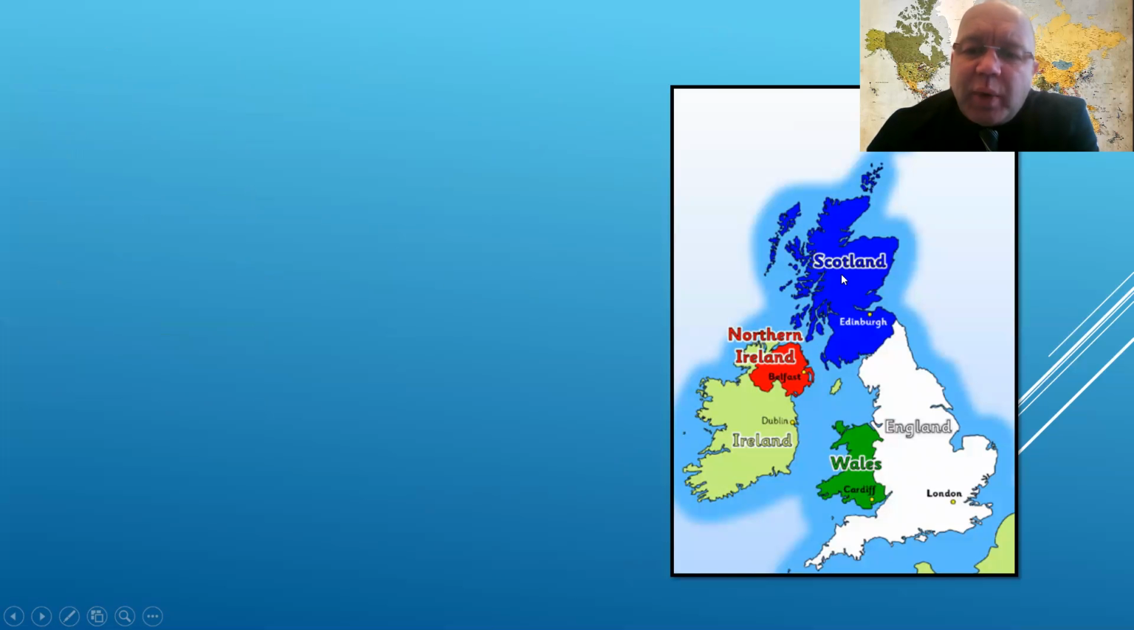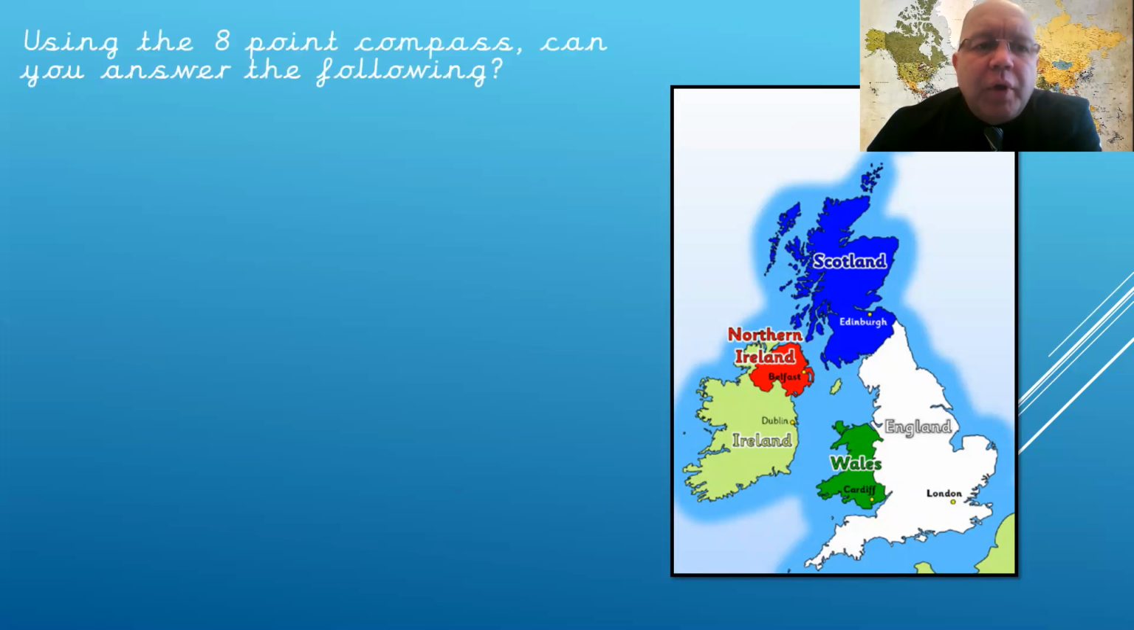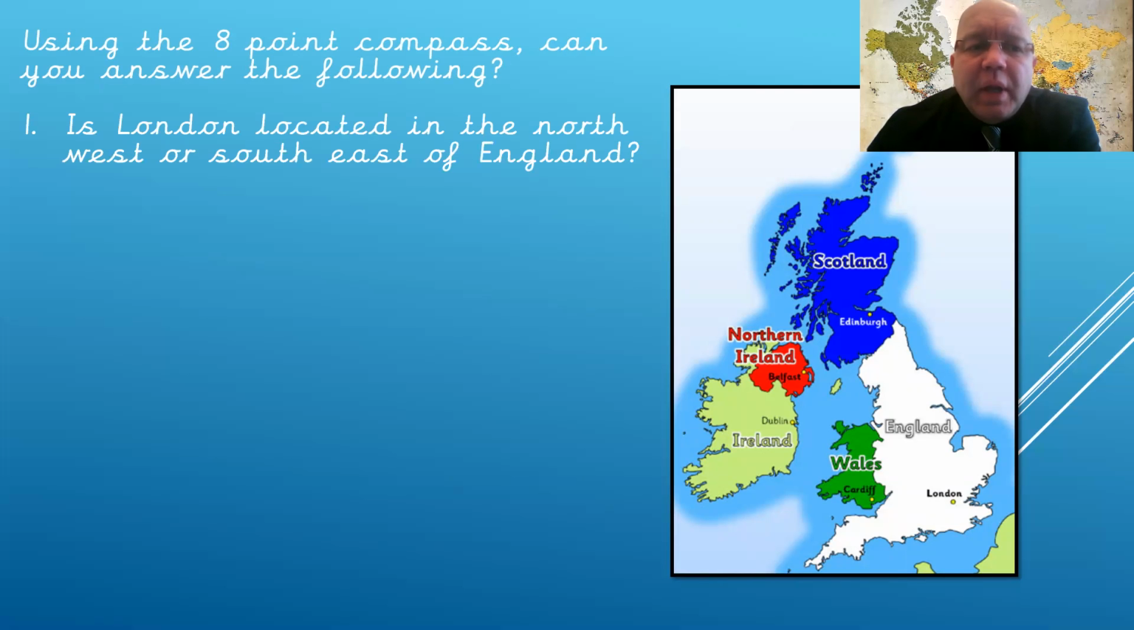Right, here we go back to our map of the British Isles, together with the capital cities. A few little questions for you. At each point, if you feel you need to pause the video, please do. But using the 8-point compass, so remember, north, east, south, and west, and northeast, southeast, southwest, and northwest, can you answer the following questions? Question 1. Is London located in the northwest or the southeast of England?